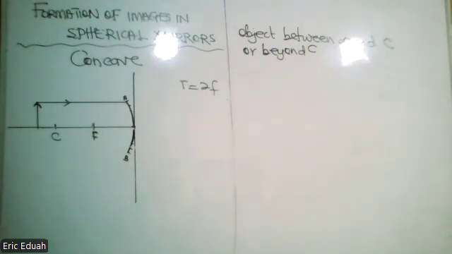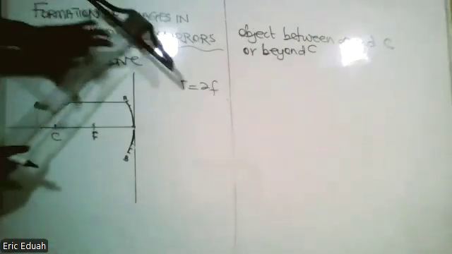Class, if the ray is parallel to the principal axis after reflection, what happens? Anybody can answer. Yes, it should pass through F. So the reflected ray passes through the principal focus or the focal point.